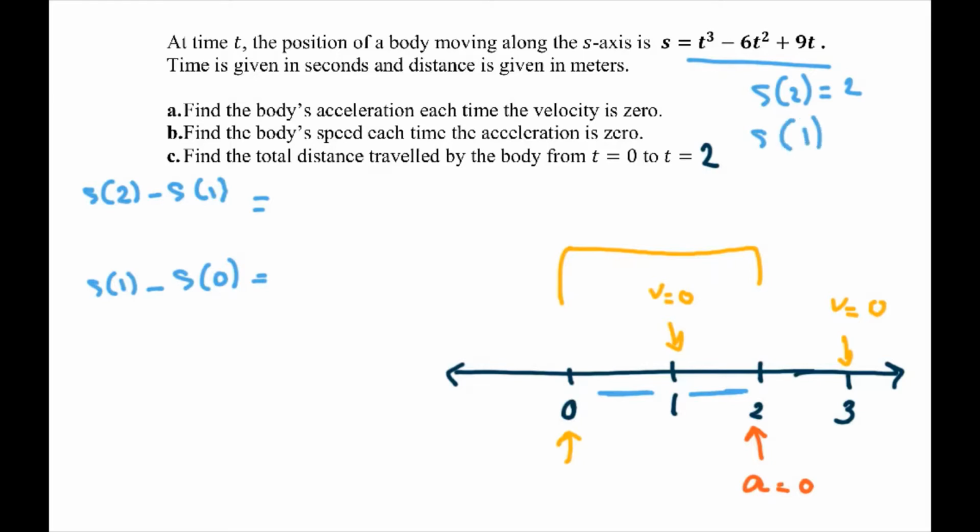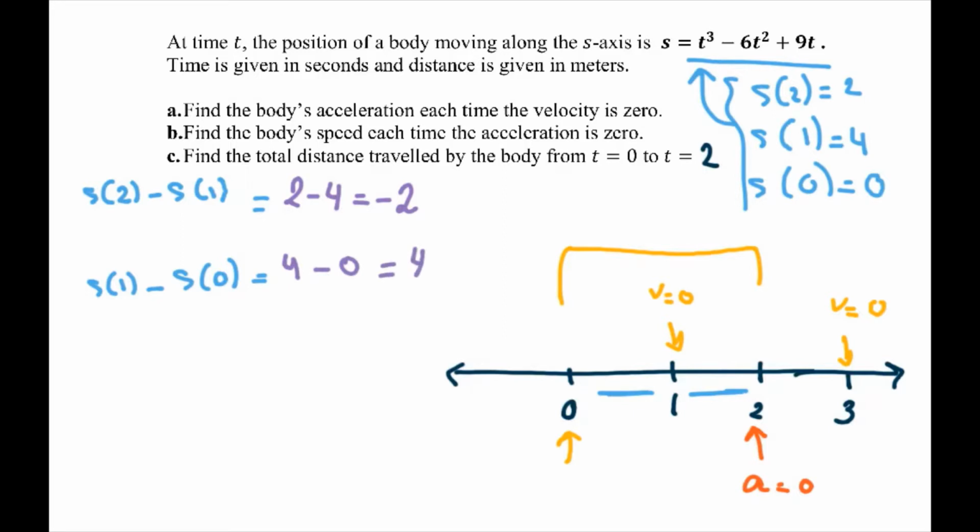S1 will equal 4 and S0 equal to 0. Again, it's only substituting in the function here. Now you substitute here, so 2 minus 4 equals negative 2, and here 4 minus 0 equals 4.